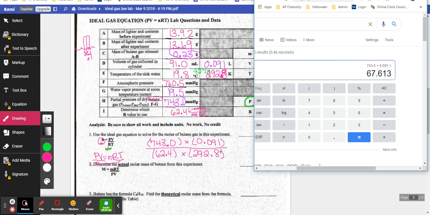So I recommend you push enter at that point, right? So everything up top got multiplied. Now we're going to go ahead and divide it by, I'm going to open up parentheses to fill up the whole bottom. We're going to have 62.4, and then we're going to go over here, times 292.8. The other way that you could have done this if you didn't want to use parentheses is divide, divide.